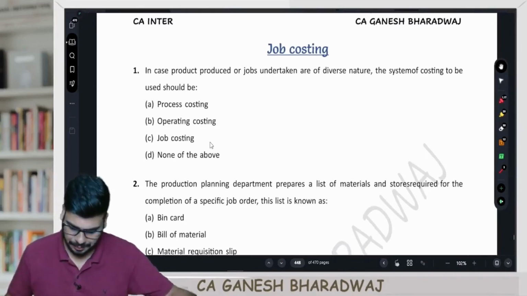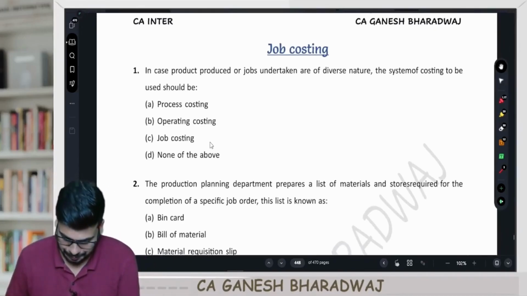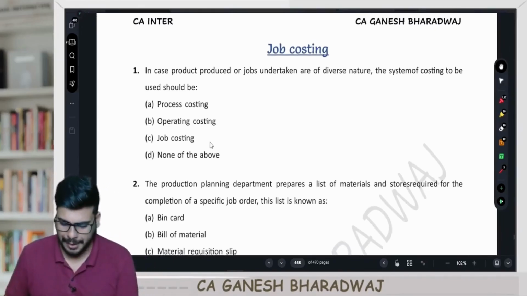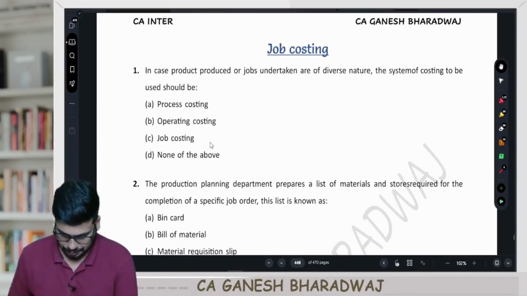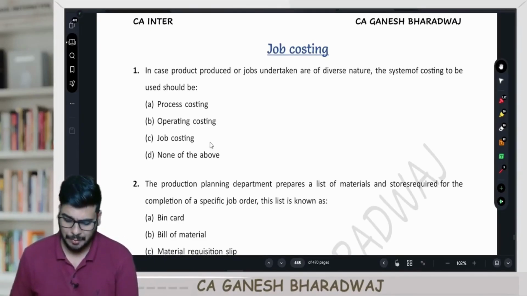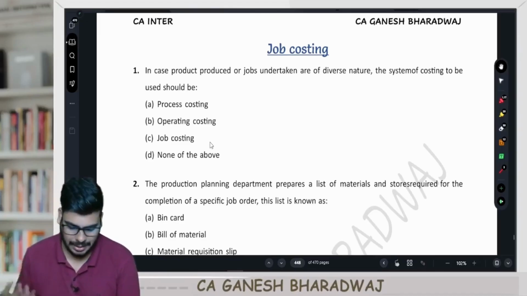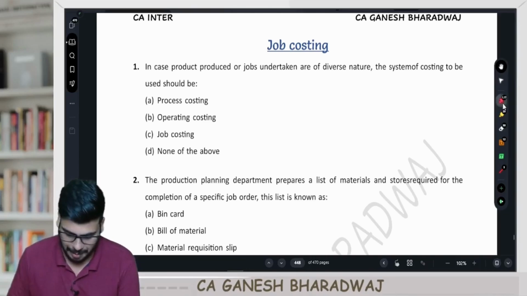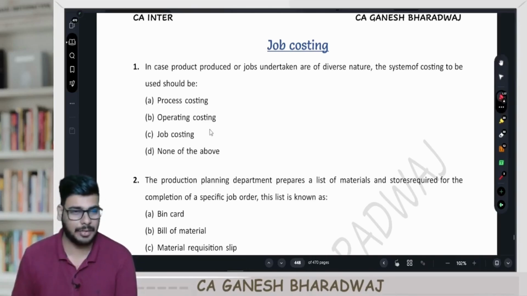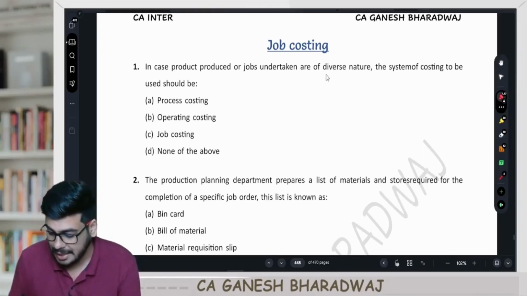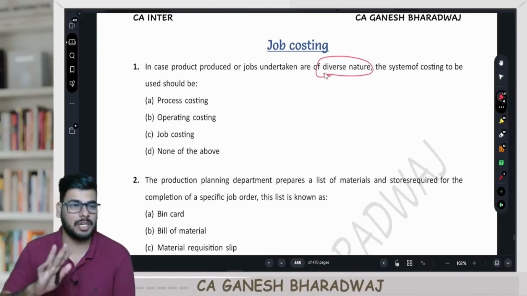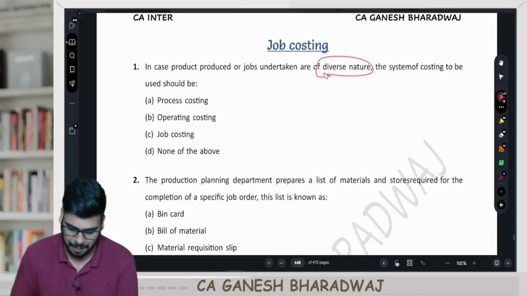Yes, fine. So now the first question. In case products produced or jobs undertaken are of diverse nature, which of the following should be used as a system of costing? Process costing, operating costing, job costing, or none of the above. So what is it? In case the products produced or jobs undertaken are of diverse nature, which means what? Not homogeneous, customer specific products.